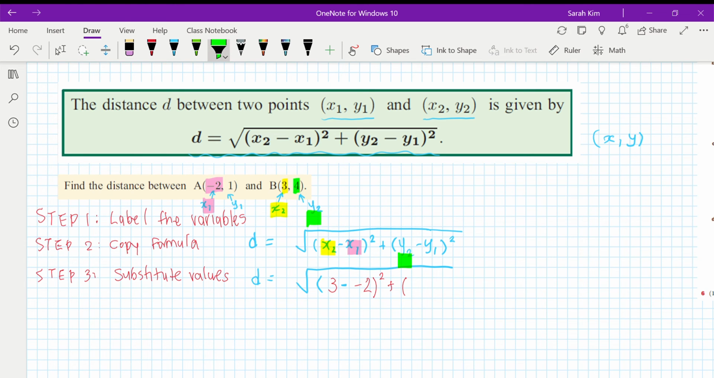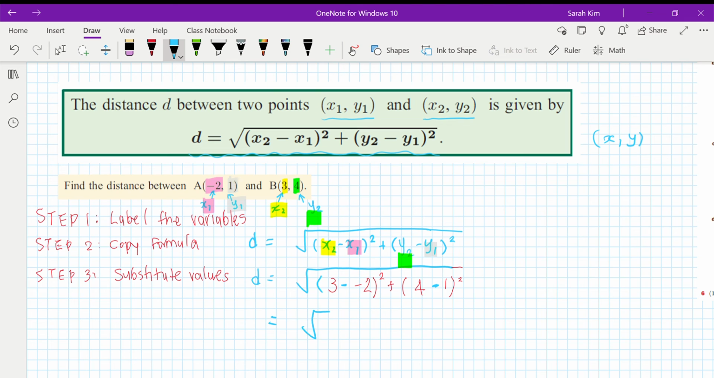Okay, so my y2 was 4. There's a minus there, so make sure you put a minus there. My y1, let's do grey. So my y1 is going to be this one, 1. So I'm going to put a 1 there. Close the bracket, squared. All I have to do now is just solve it.